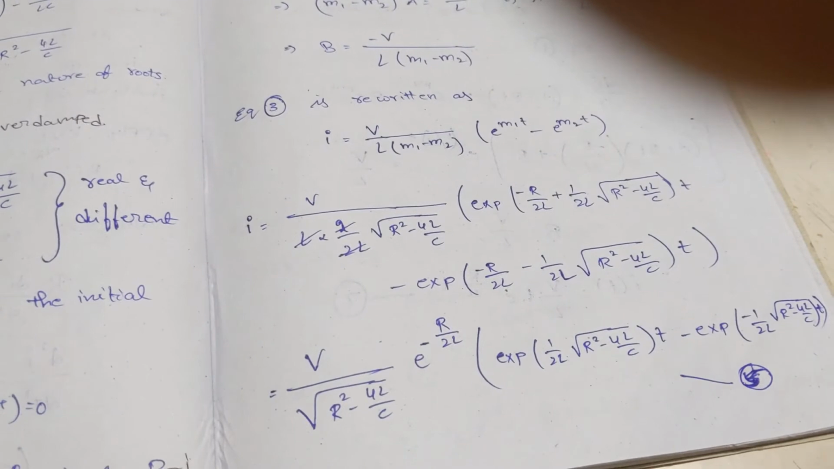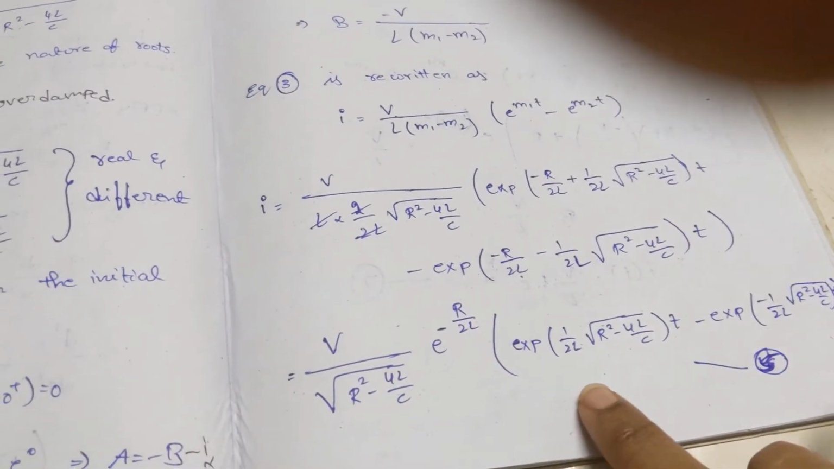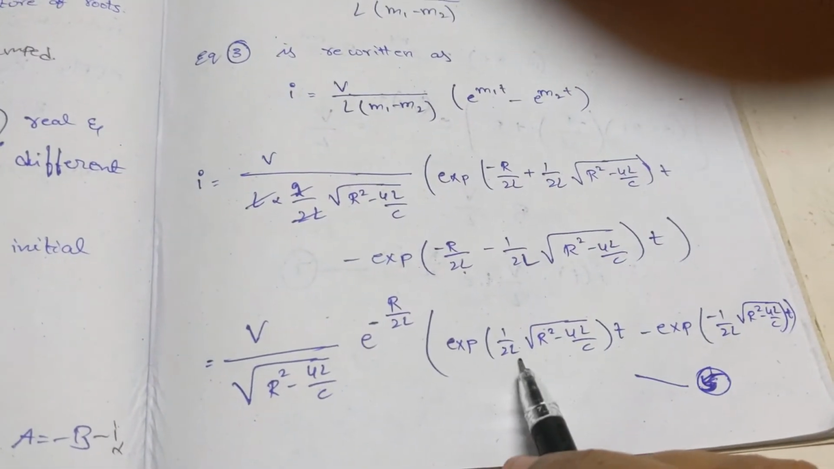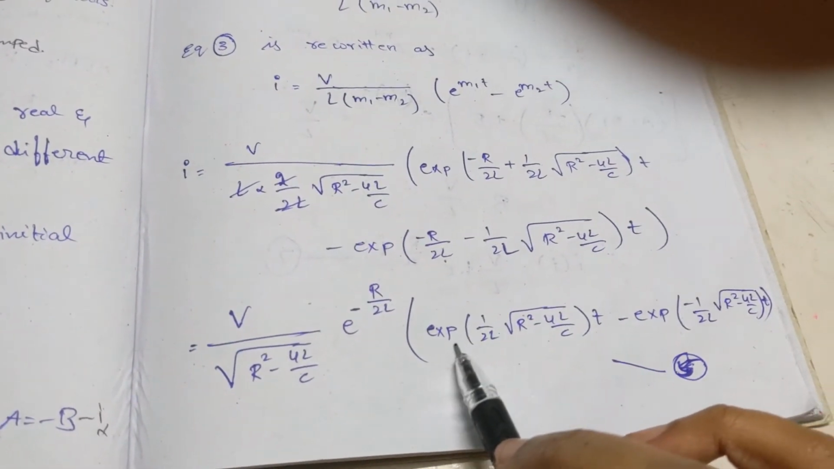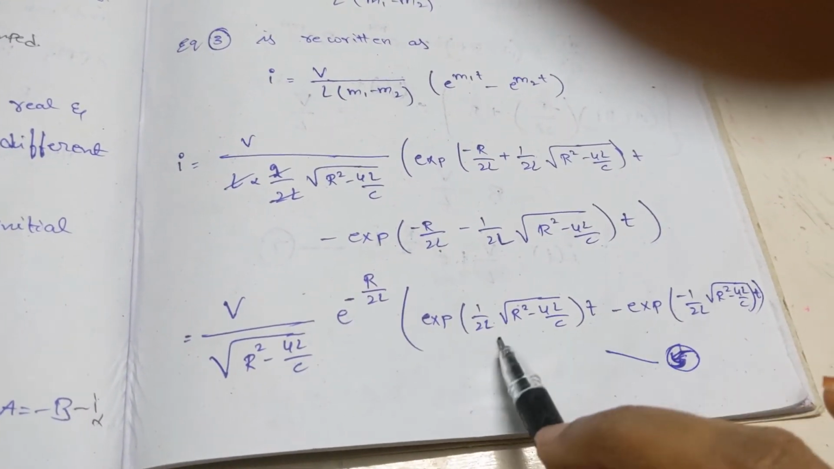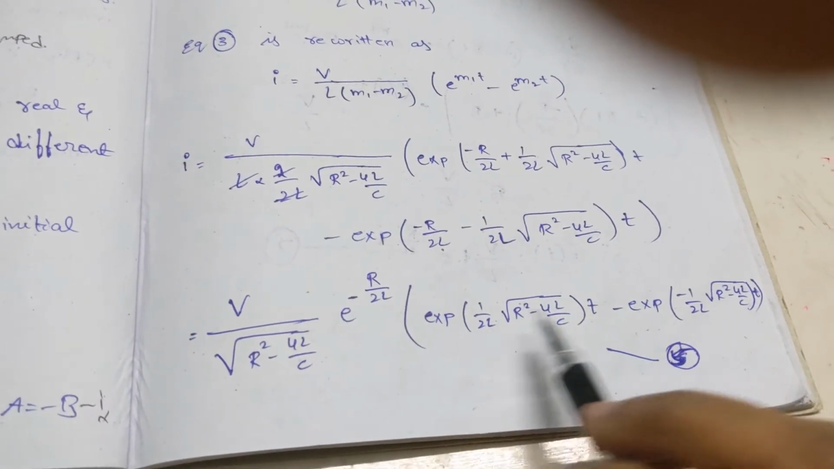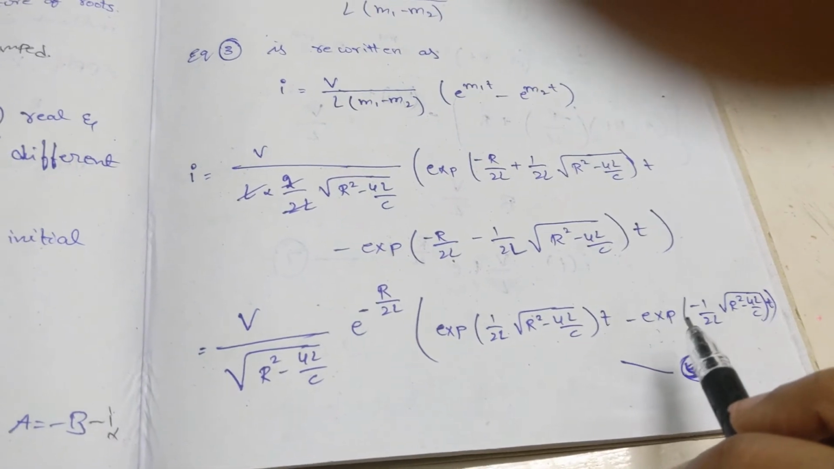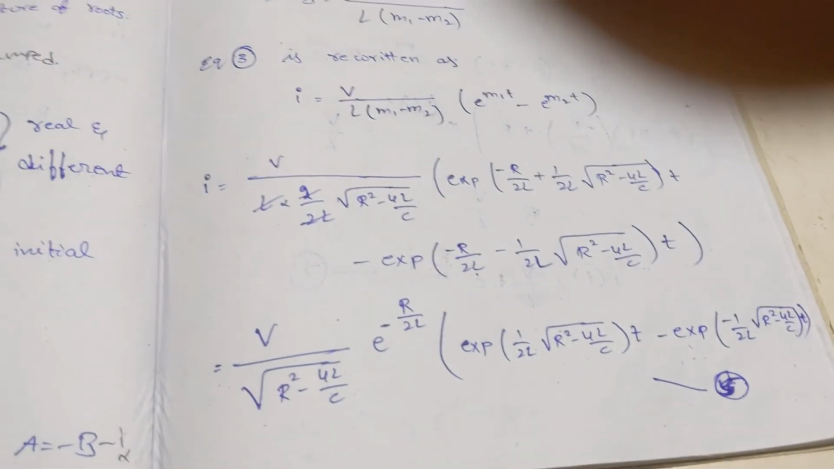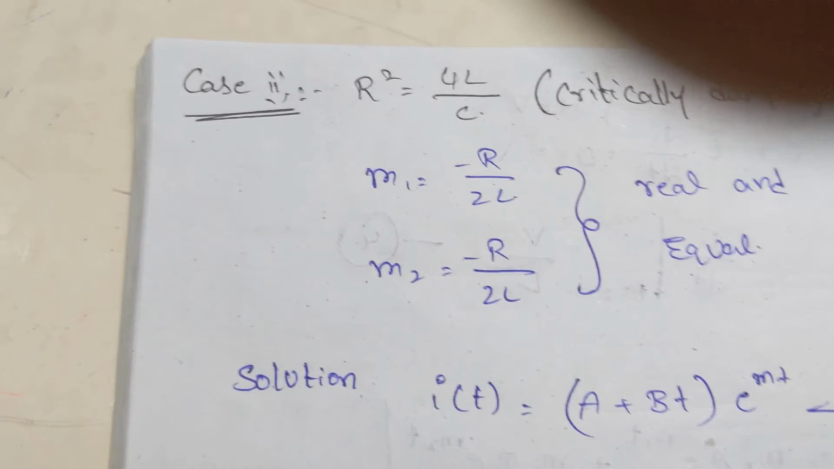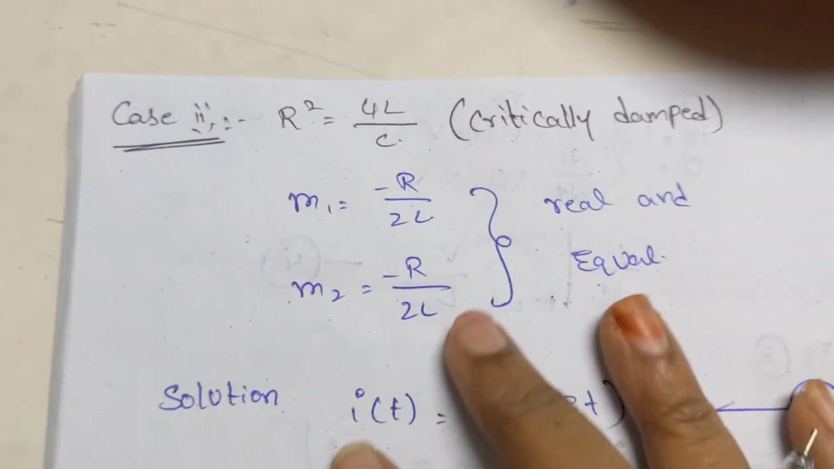I request everyone to observe this current term cleanly. This is not a single term, this is a subtraction, the difference of two exponential quantities. This is case number 1, R square is greater than 4L by C.